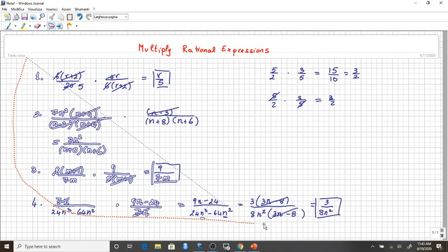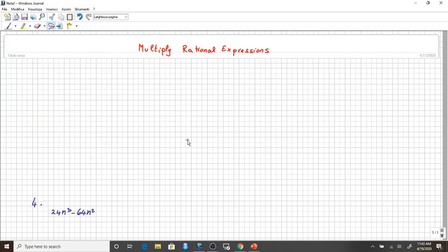Okay, so let's look at some other examples. Alright, so let's look at this one, number 5. So now I have x plus 7 divided by 7x plus 35 that multiplies x squared minus 3x minus 40, and then all of these divided by x minus 8. Alright, so far it looks like there are no common factors, so let's see what we can do. Let's try to factor out whatever we can.